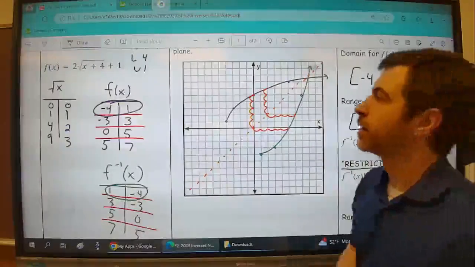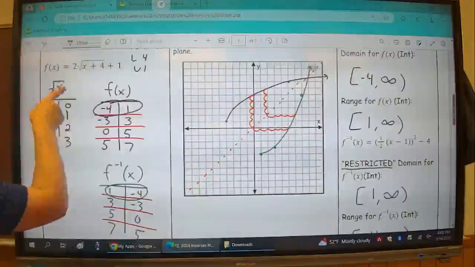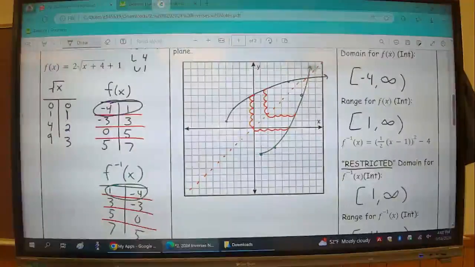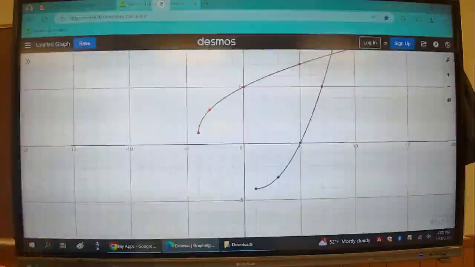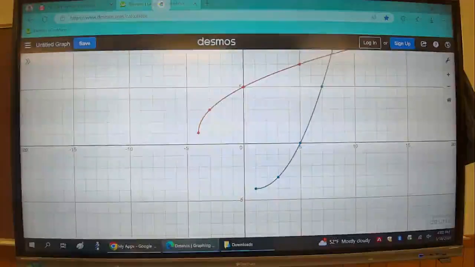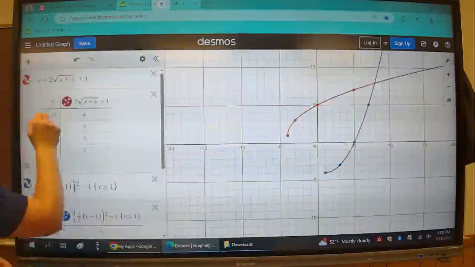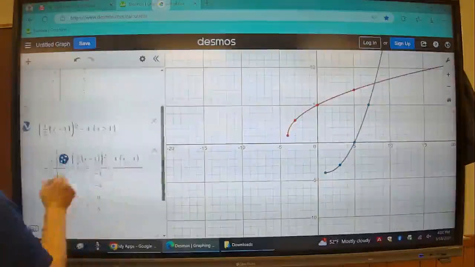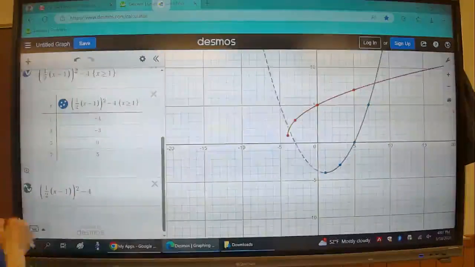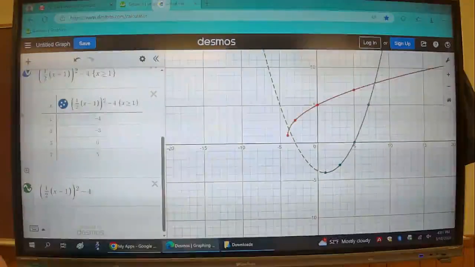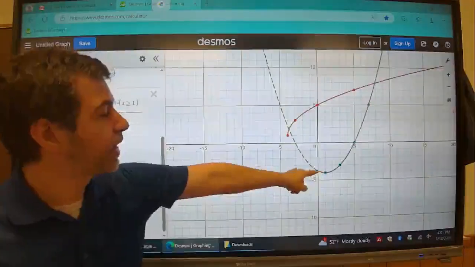If I put this graph and what we put on our table into Desmos, it looks pretty much the same. That's what we have. But if I put the function we provided into Desmos, notice it's a parabola. It keeps on going. It doesn't stop at the vertex. It keeps on going.